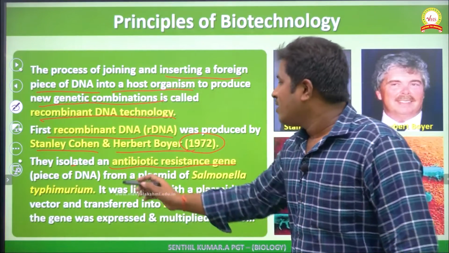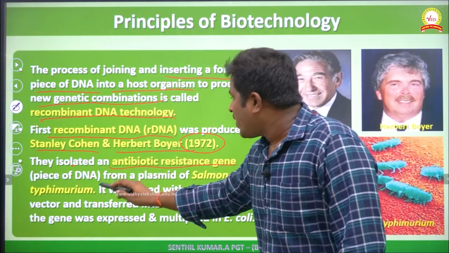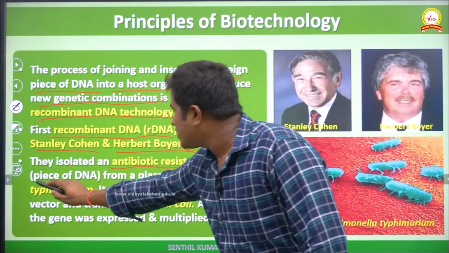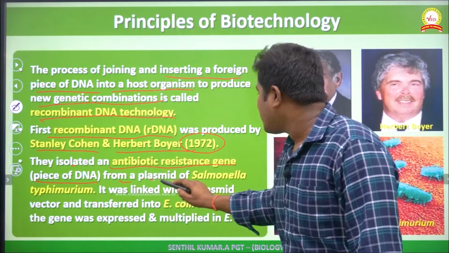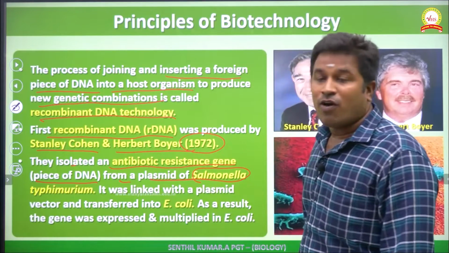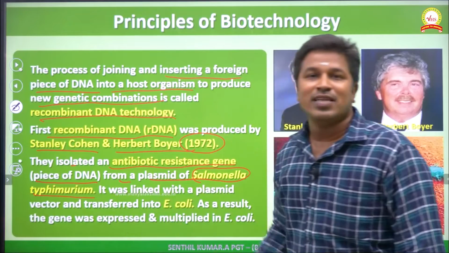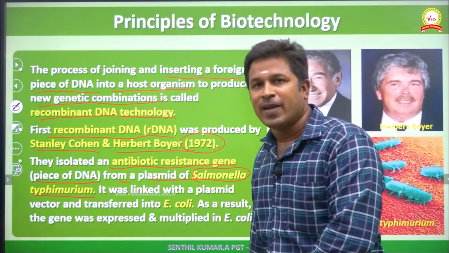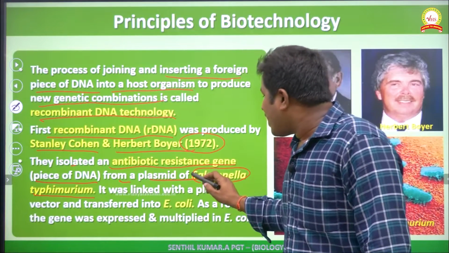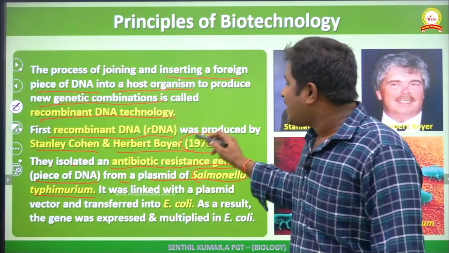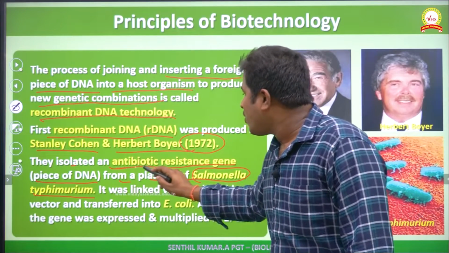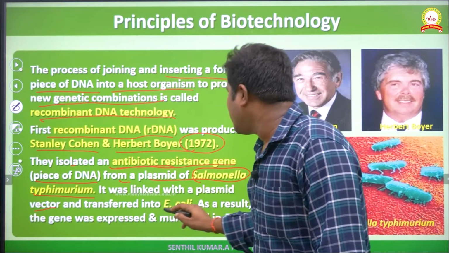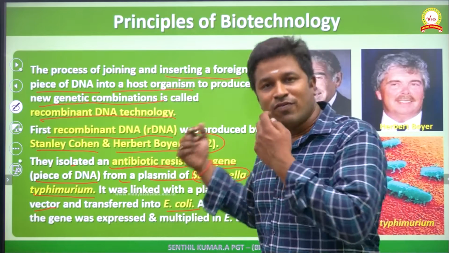In that way they identified one particular plasmid which has an antibiotic resistance gene. That particular piece of DNA is from the plasmid of Salmonella typhimurium. This is a bacterium which has a main DNA as well as plasmid DNA. From Salmonella typhimurium, the scientists isolated the antibiotic resistance gene, linked it with the plasmid vector and transferred it into E. coli. How did they link it? As usual, as we have discussed, right?